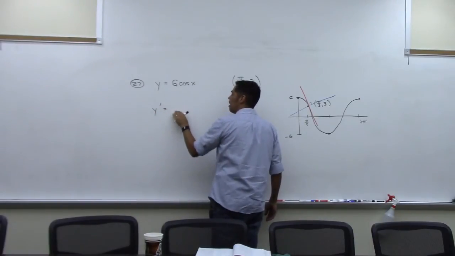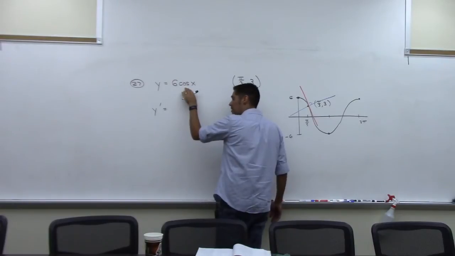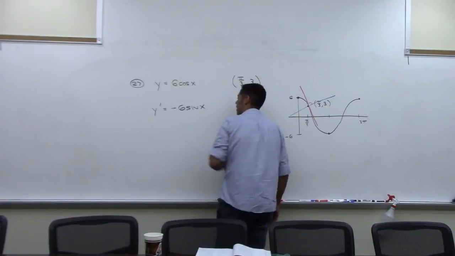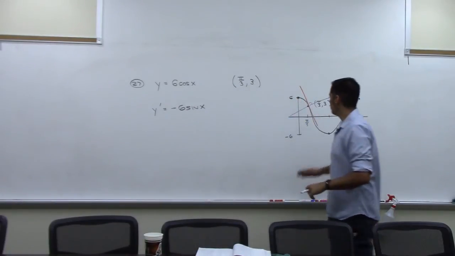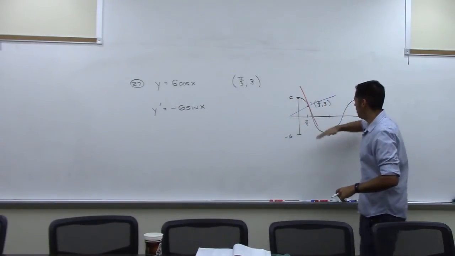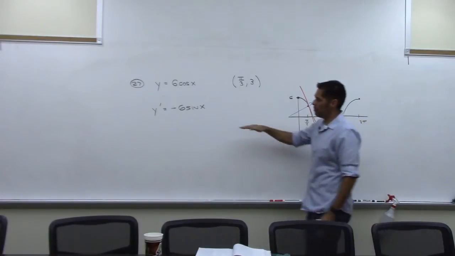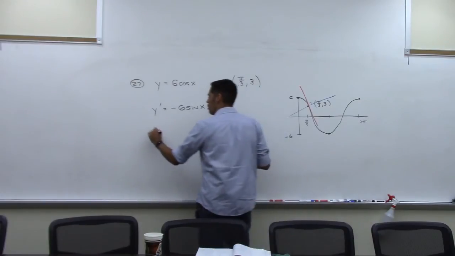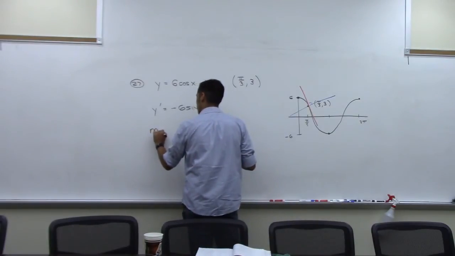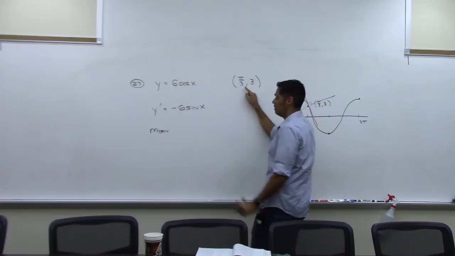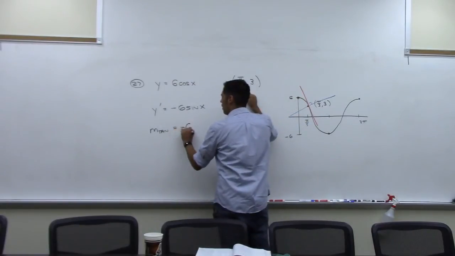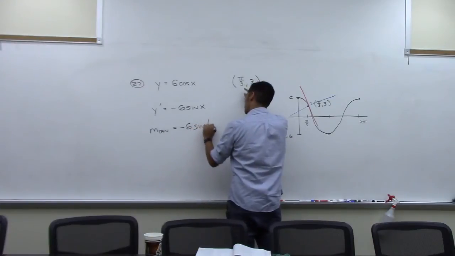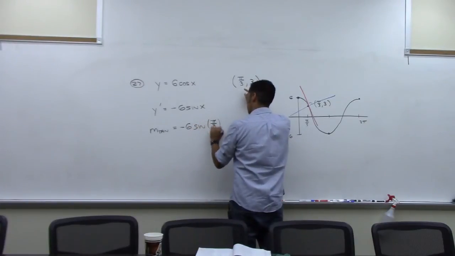The 6 comes for the ride. Derivative of cosine of x is negative sine x. That negative gets applied to the 6, and we have this. So if I want to know the slope of a tangent line on this curve, it comes from this formula. And so the slope of the tangent line at that point requires that I plug in pi over 3 into this. So sine of pi over 3.